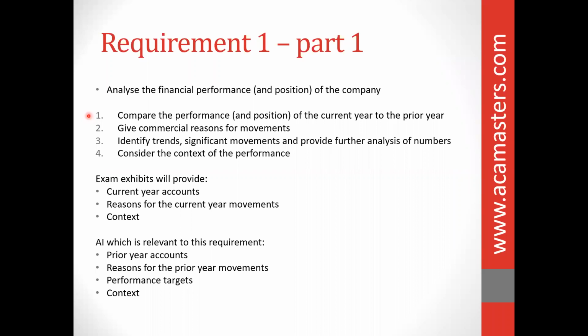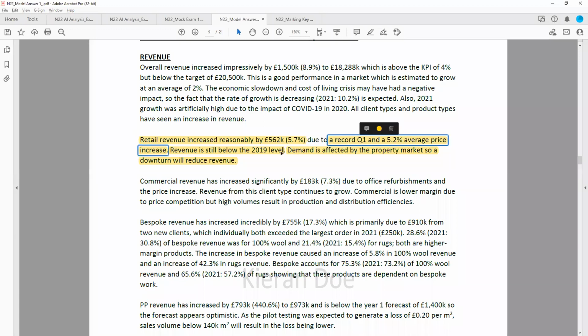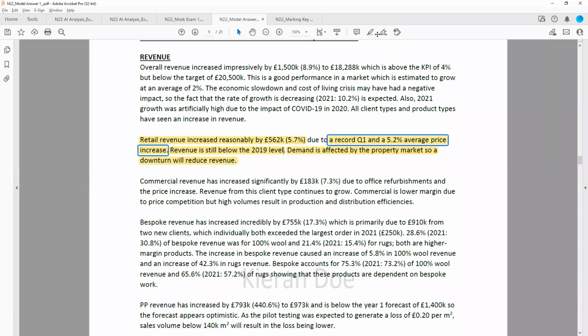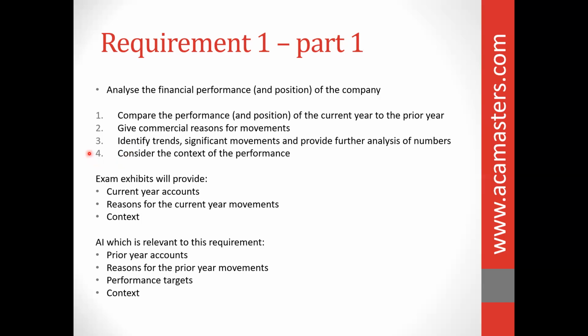Now, we won't always be able to do all 4, and we'll talk about that, but we'll look at the number. So how has it changed compared to the previous year? Trying to get a reason why from the exam paper, trying to identify a trend or a significant movement or provide some sort of further analysis. That's perhaps the most difficult thing to do. And then we'll try and get a context point as well. So something related to that particular client or something related to that particular product, possibly that we knew from the AI. That's probably where the AI is most useful here in terms of getting some of those context points.